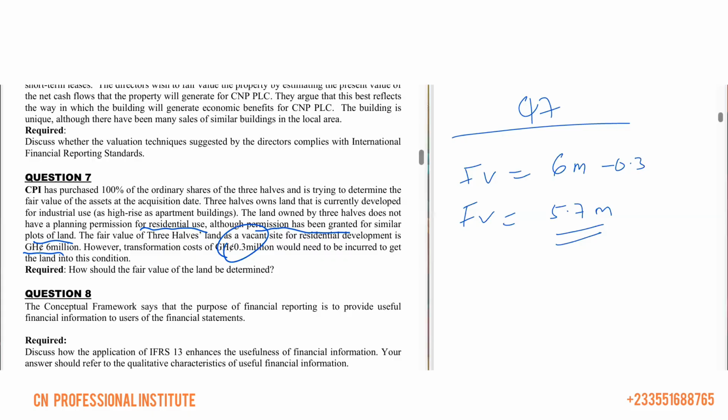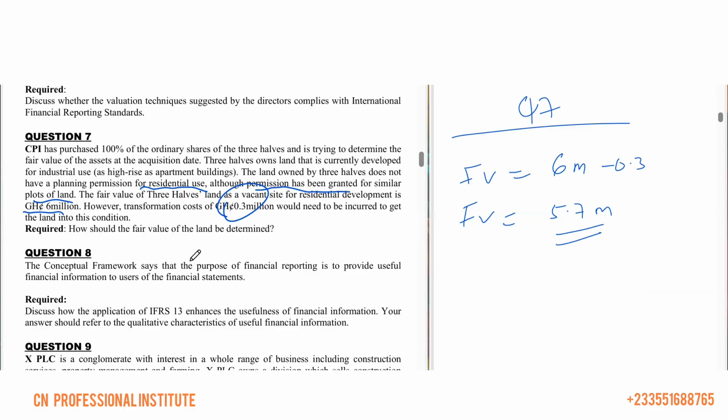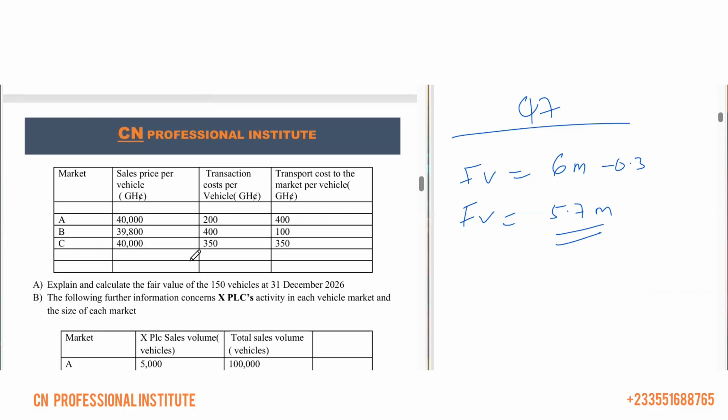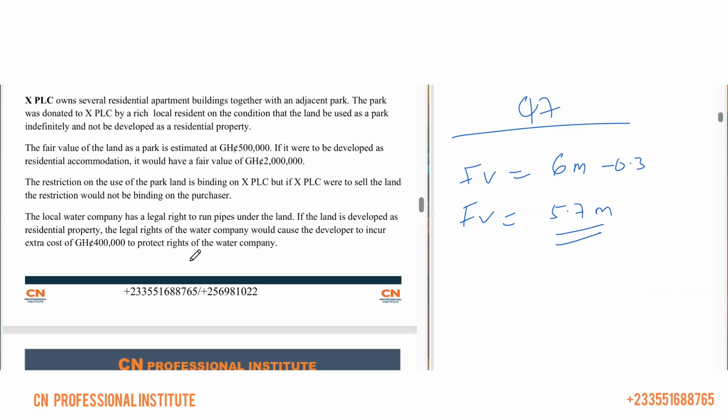All right, so that's all. Just pick the fair value, which is 6 million, and deduct the transformation cost of 0.3, and you get 5.7 million. The 5.7 becomes the fair value, and that's the highest and best use. Simple. Let's go and look at a question.